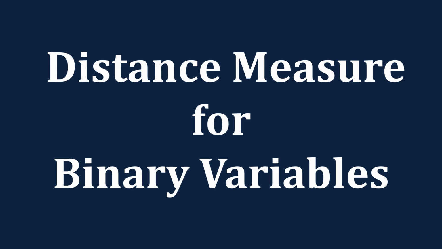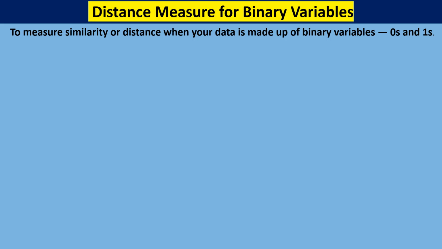Distance measures for binary variables. In the context of binary variables, distance measures help quantify the similarity or dissimilarity between two objects based on their attributes, where each attribute is either 0 or 1. Let's break down the core concepts. Types of binary variables.